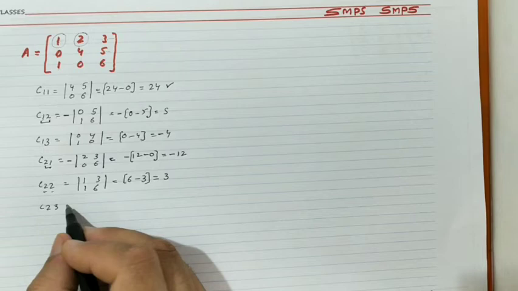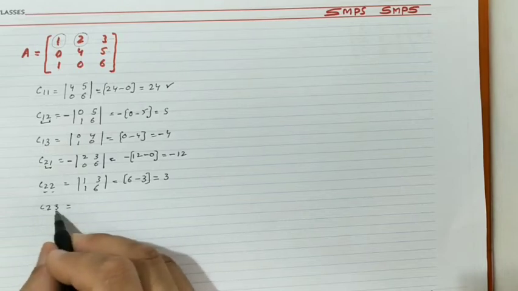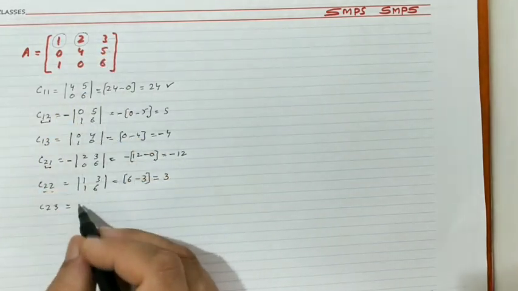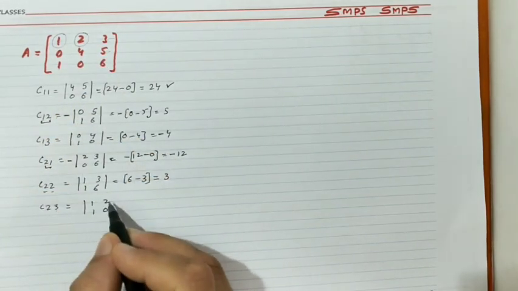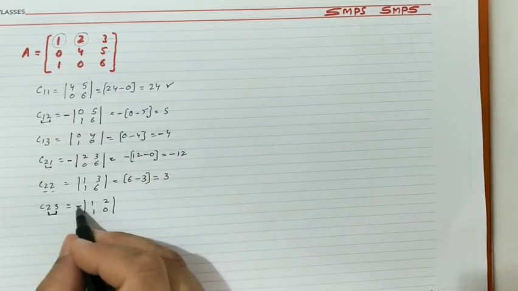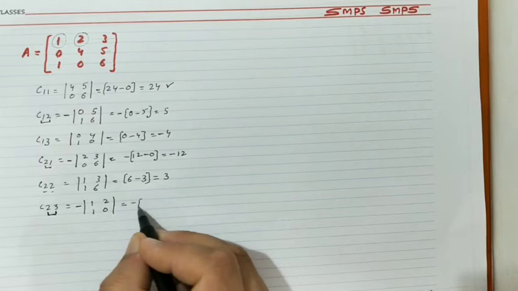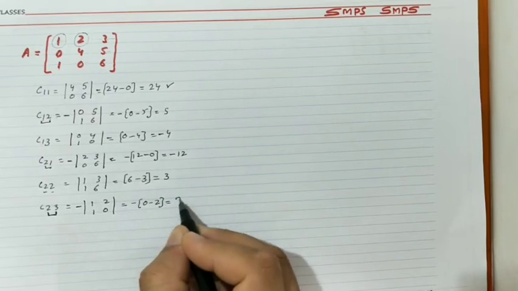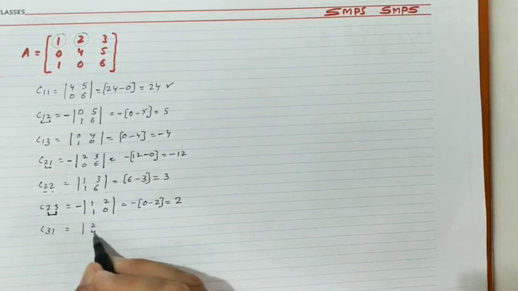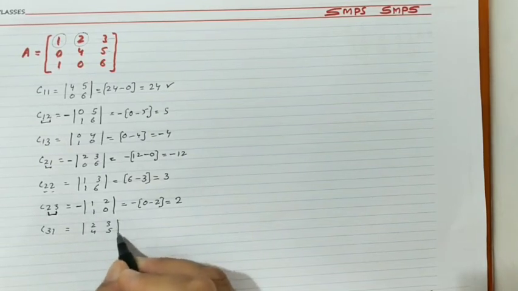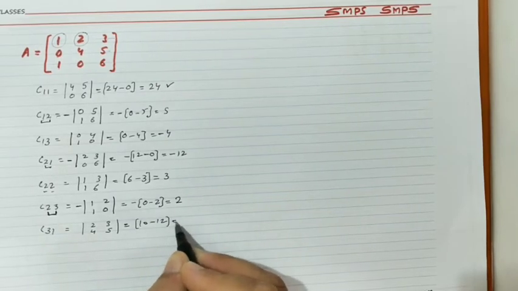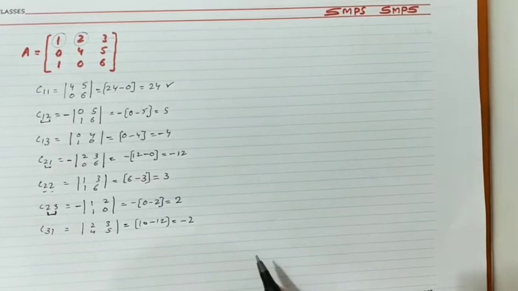Got it? C23, second row, third column. Delete second row, third column. What will you get? 1, 2, 1, 0. But it is odd. 2 plus 3, 5. 5 is odd. That's why I write here a minus sign. 0 minus 2 and 2. C31. C31, 2, 4 and 3, 5. 10 minus 12, and after simplification we got minus 2.